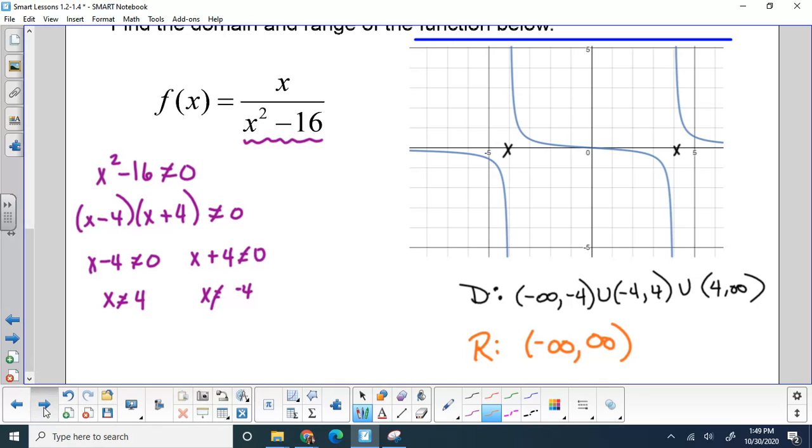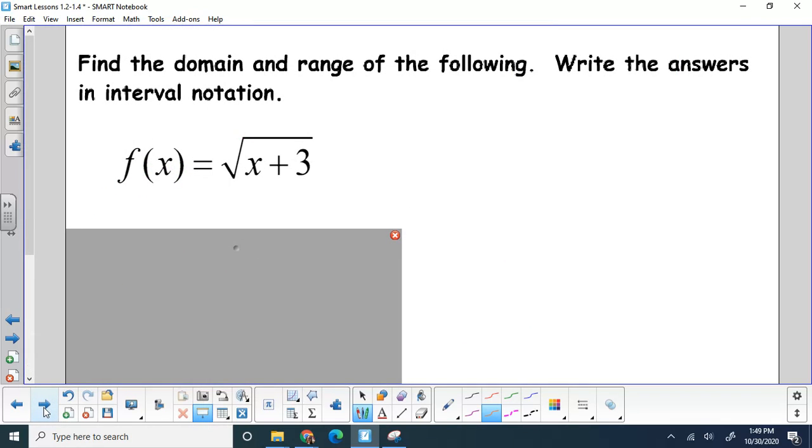Domain and range tend to be a tricky one for students. So I have another one for us to take a look at. Find the domain and range of the following problem. Write your answer in interval notation. So I know eventually I want to state my domain and I want to state my range.